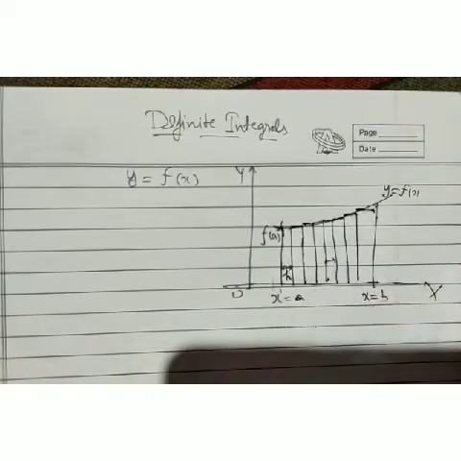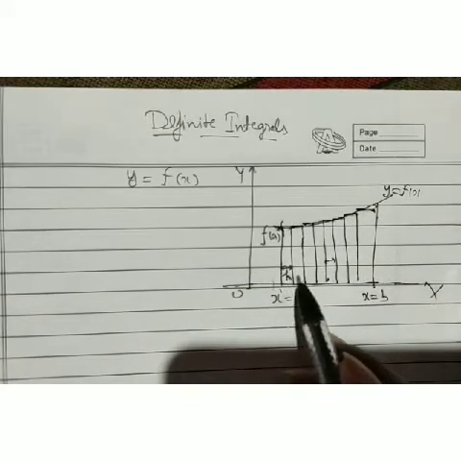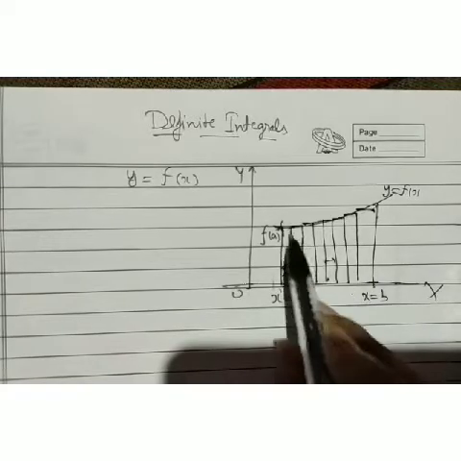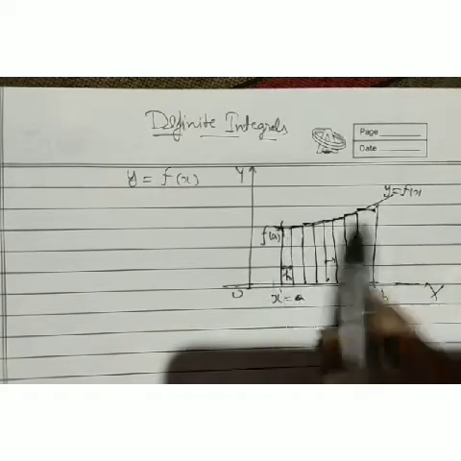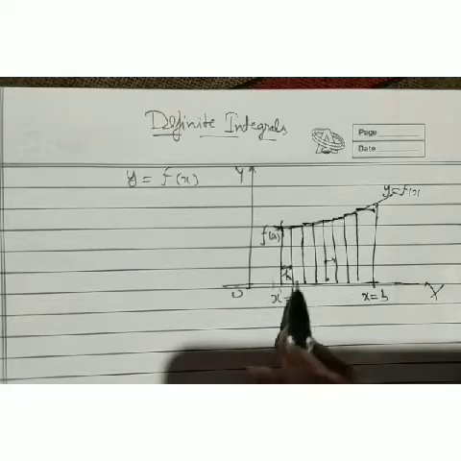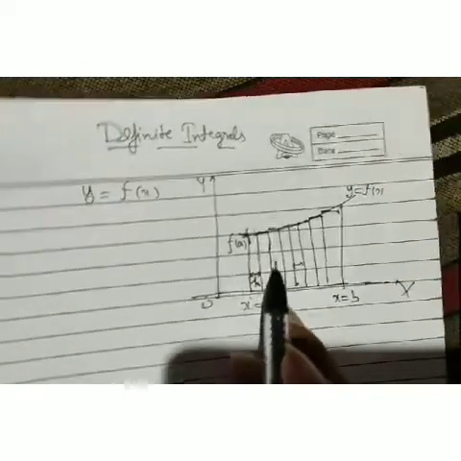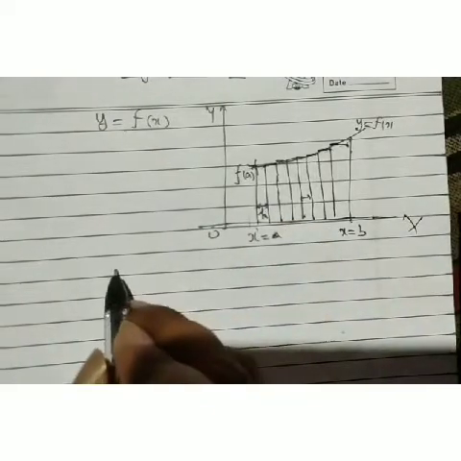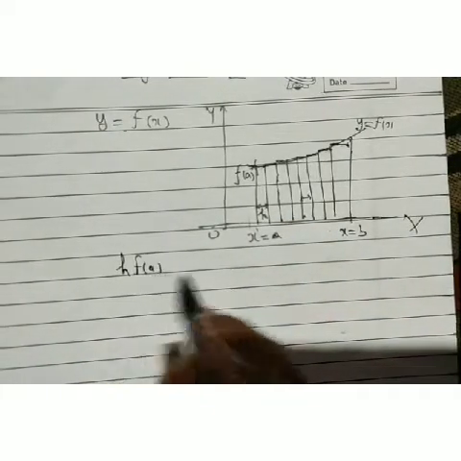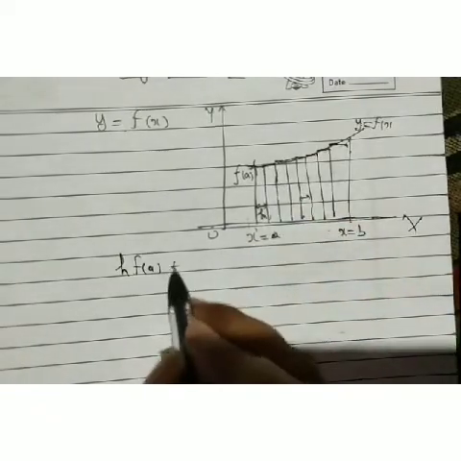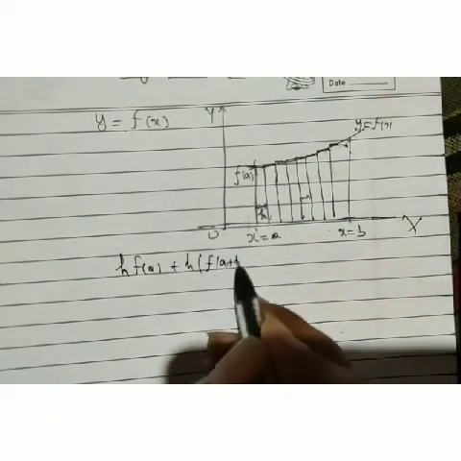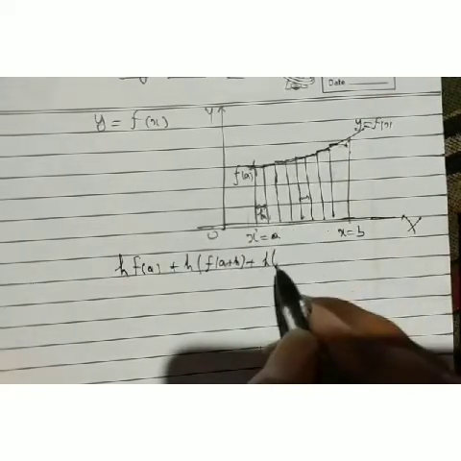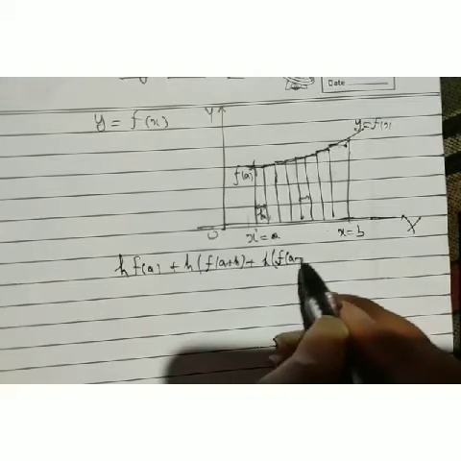Of same width there. Now when we add the areas of all these strips, their sum is equal to the whole area of this curve. Then look, how can we represent the area of all these strips? The area of the first strip is h into f of a, then f of a plus h into h, plus h into f of a plus 2h.